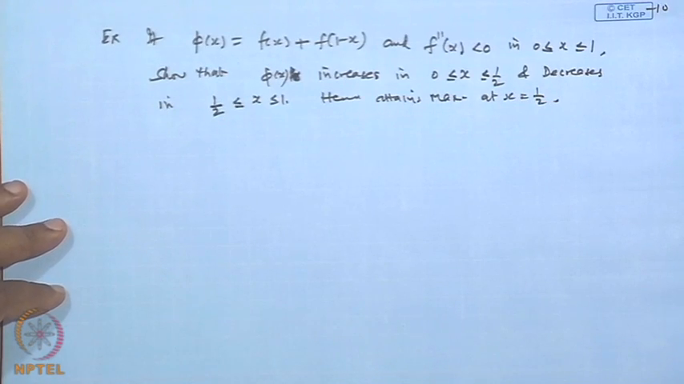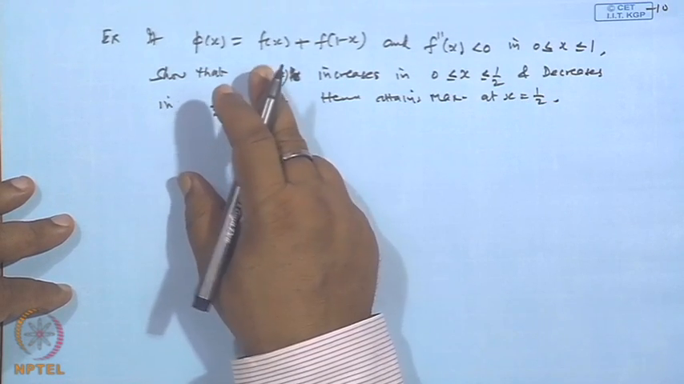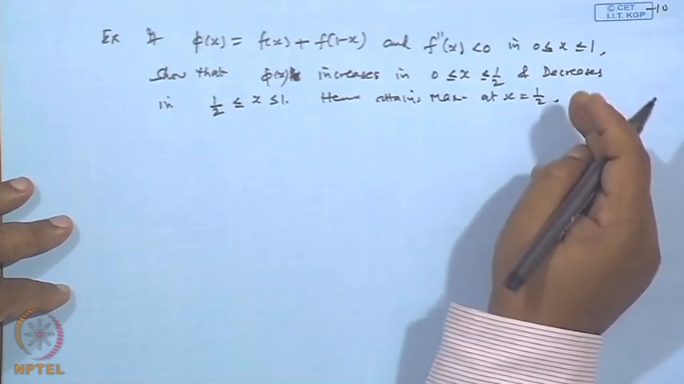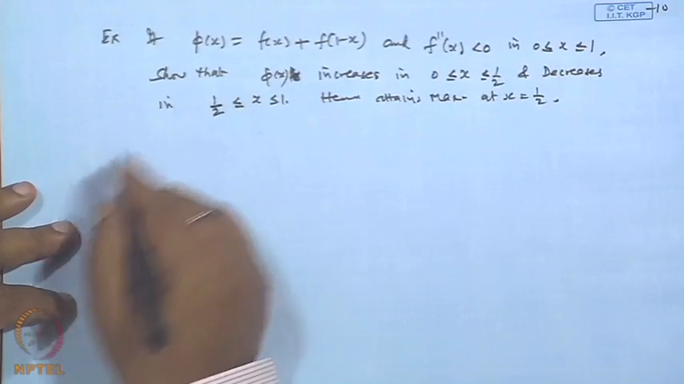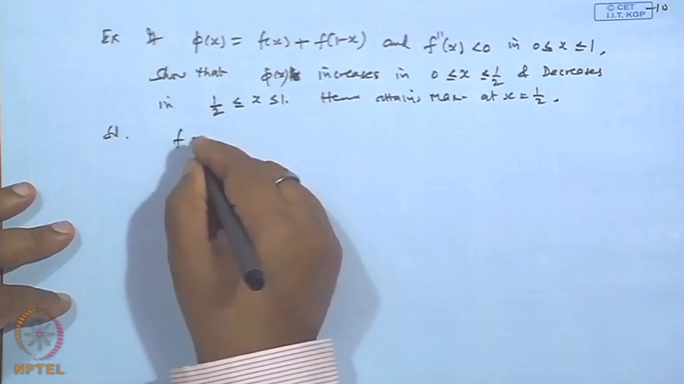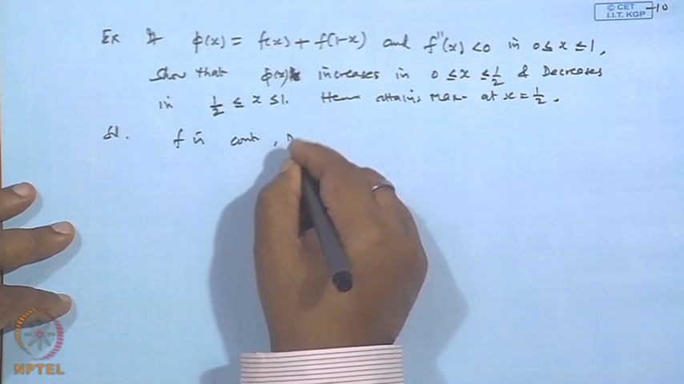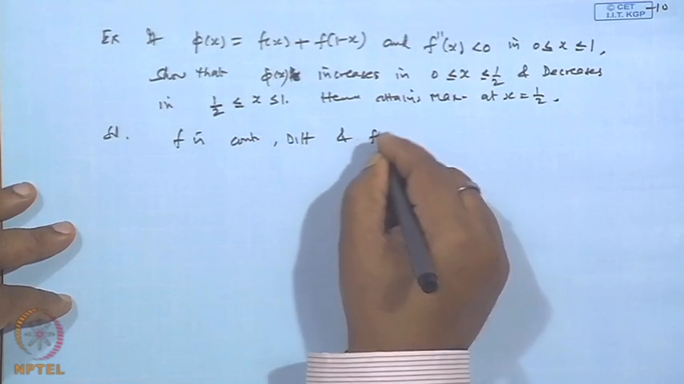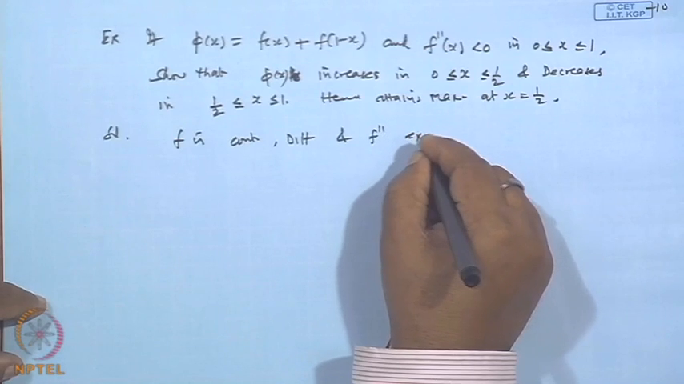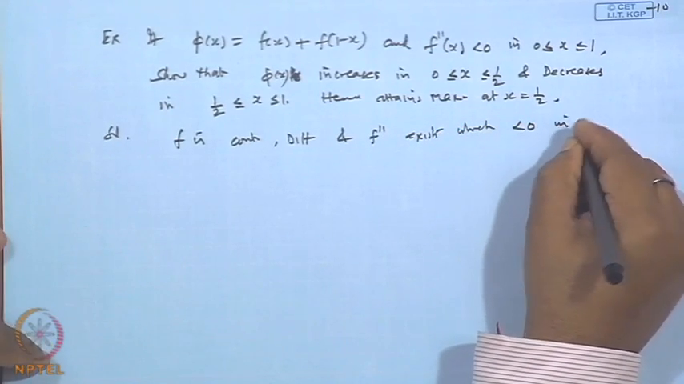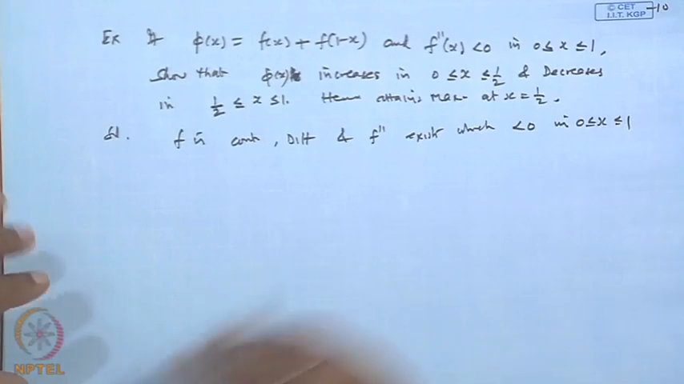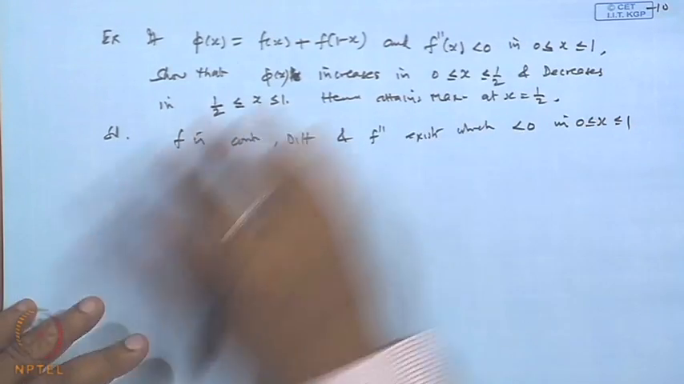Okay. Let me see this. What is given is, let function f be a well defined function over the interval 0 to 1, and the second derivative is negative. So, function f is continuous, differentiable and the second derivative exists, which is negative in the interval 0 less than or equal to x less than or equal to 1. So, this much information is known.